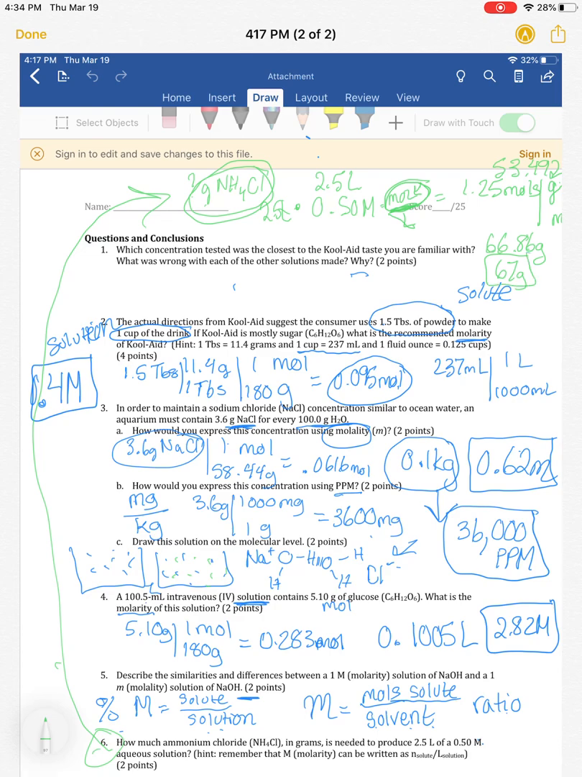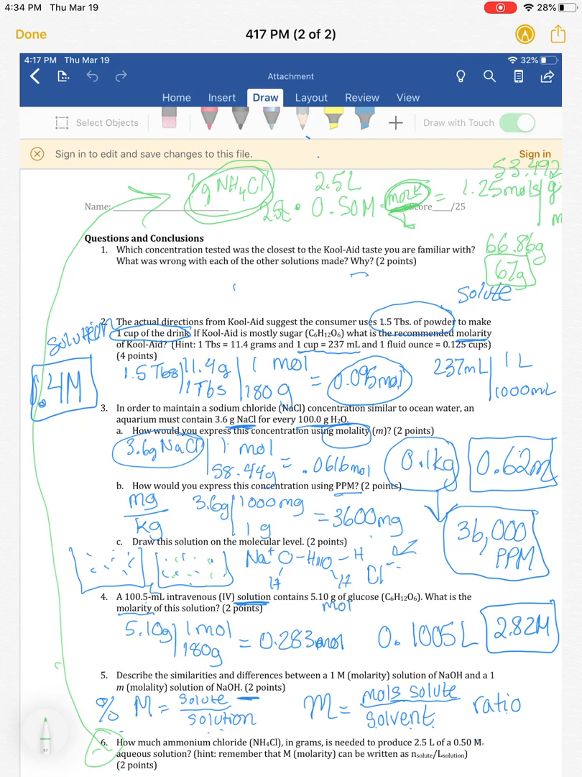So in other words, number 6 is asking you, if I want a 2.5 liter solution, and I want it to be 0.5 molarity, how much solute will I need? I will need 67 grams. I take 67 grams, I mix it in with 2.5 liters, and I get 0.5 molar. All right, so that is the Kool-Aid lab. Hopefully that helps you and clears anything up for you.